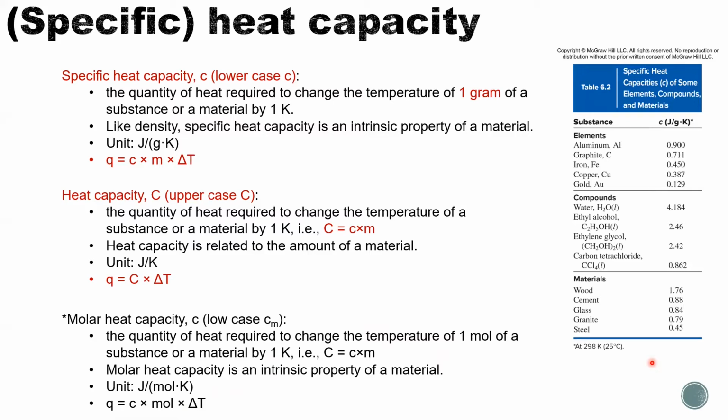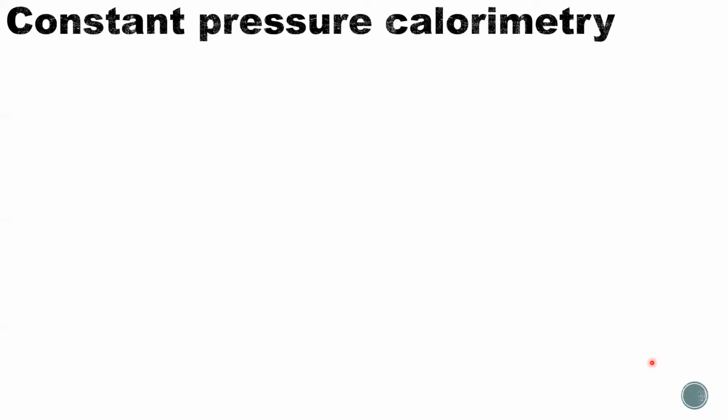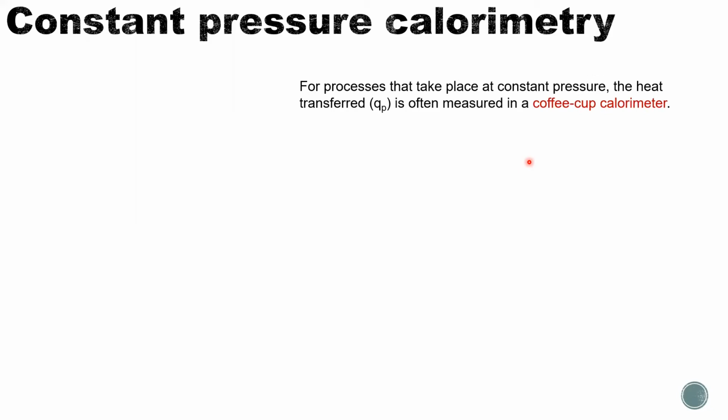Now I'm going to introduce you to two different devices to calculate the specific heat capacity or just the heat capacity. The first one is the constant pressure calorimetry. Calorimetry means the method to calculate heat. For processes that take place at a constant pressure, the heat transferred, Q sub P, is often measured in a coffee cup calorimeter. Calorimeter means the device to calculate heat.